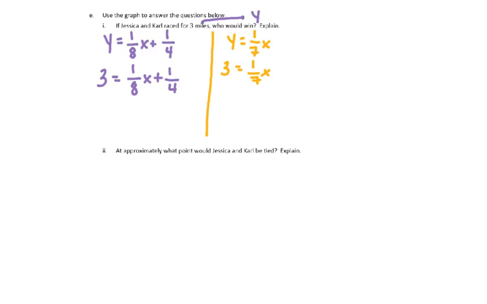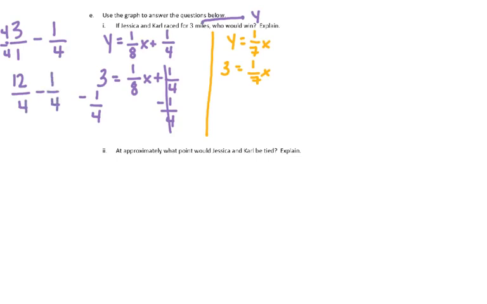So in order to solve for Jessica, we're first going to subtract 1/4 from both sides of this equation. And remember, if I currently have 3 over 1 and I'm subtracting from that 1/4, I need a common denominator. So I'm going to multiply the top and bottom of my fraction by 4. So I have 12 over 4 minus 1/4, and 12 over 4 minus 1/4 is equal to 11/4. So now I'm left with 11/4 equals 1/8 x. And since that 1/8 is being multiplied by x, I am going to divide both sides of this equation by 1/8.